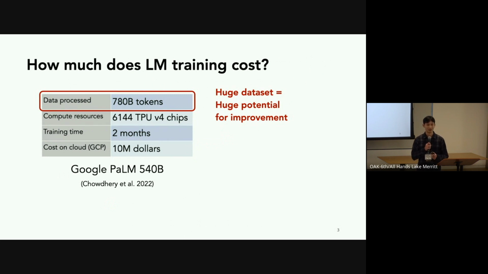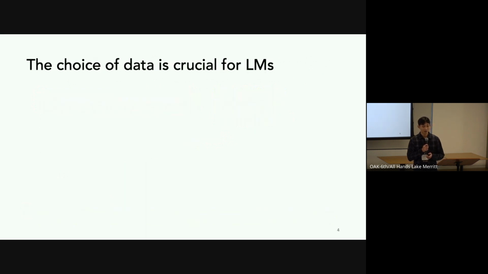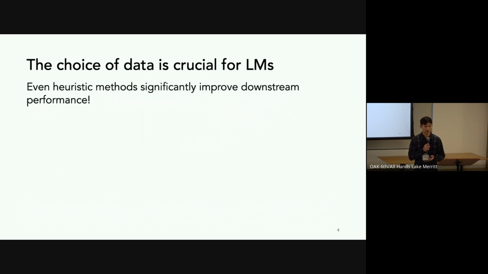The huge data set is what I see as a big knob that we can turn with a huge potential for improvement. So the question is, can we improve this data for better training efficiency and performance of these models, which cost a lot to train? The first thing to note is that the choice of this training data is very crucial for these language models. Even heuristic filtering methods can significantly improve the downstream performance.